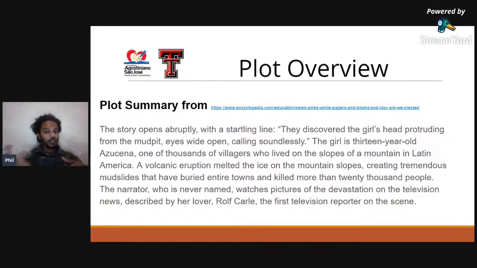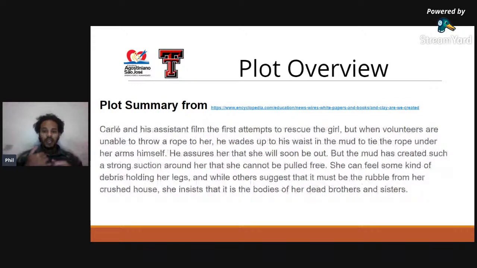And she is watching as Rolf Carlé, okay, is the first television reporter on the scene, okay, and he has Austrian descent. Him and his assistant film the attempts to rescue the girl, but these volunteers are unable to throw a rope to her. She doesn't even want to grab the rope, okay? So he decides, hey, I'm not just going to stand here. I'm going to go in there and try to save her myself. He ties this rope under her arm and he tells her, I'm going to get you out.